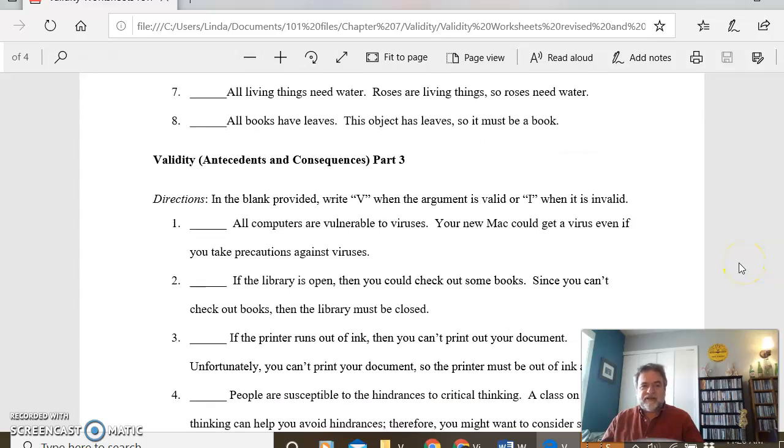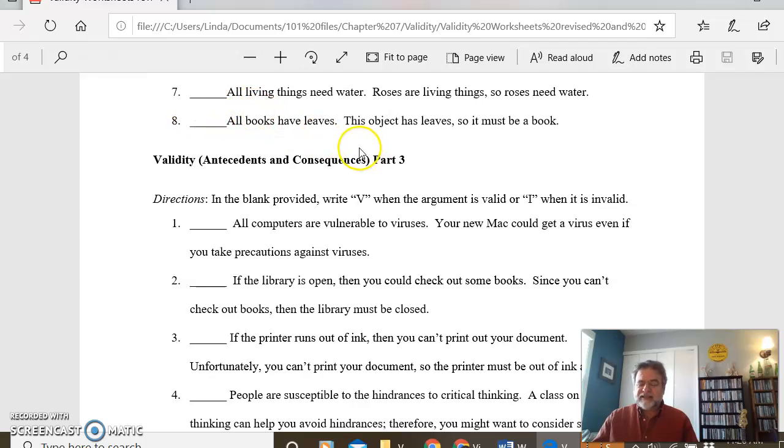7 is a similar statement, the same major premise. If it's a living thing, we could say it needs water. Okay, again, these various arguments aren't always articulated in precise syllogistic language. You have to infer it, maybe in your mind, rearrange it so it's a more proper syllogism with a proper antecedent and consequent. And so that's what I'm doing here. If it's a living thing, it needs water. Roses are living things, so they need water. That's valid. Number 8 is invalid.